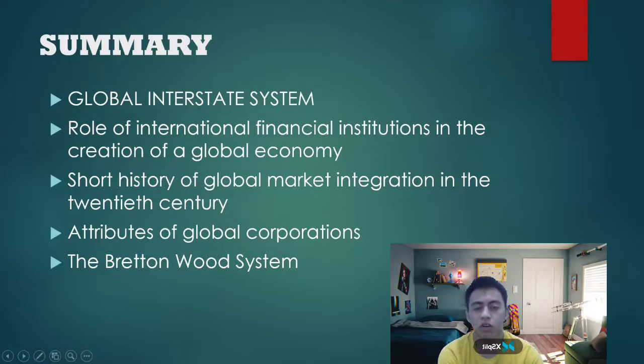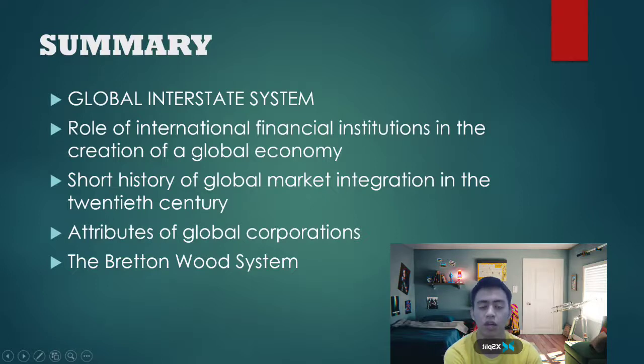To summarize all our topic, Group 4, the Global Interstate System, which means the relationship between the countries all over the world. So it is a whole system of human interactions, and the purpose of the Global Interstate System is to contribute to peace and security by promoting international collaboration. So just like a negotiation.